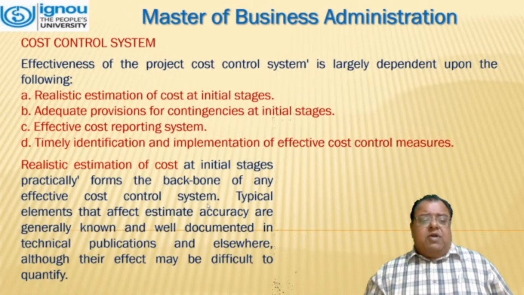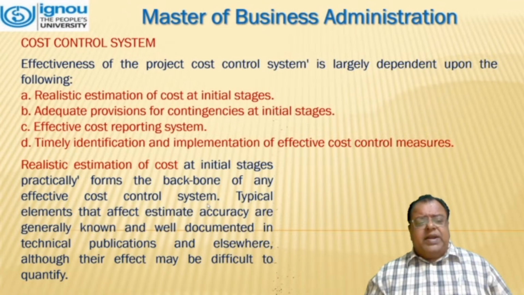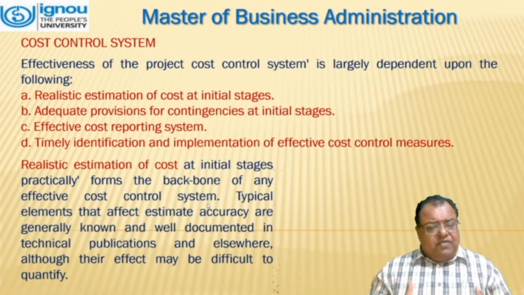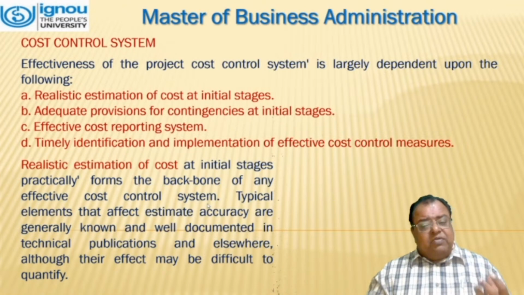Then comes the most important part, that is the cost control system. Effectiveness of the project cost control system is largely dependent upon the following factors: realistic estimation of cost at initial stage, adequate provisioning for contingencies at initial stages, effective cost reporting system, and timely identification and implementation of effective cost control measures.